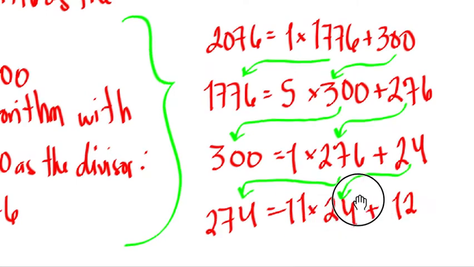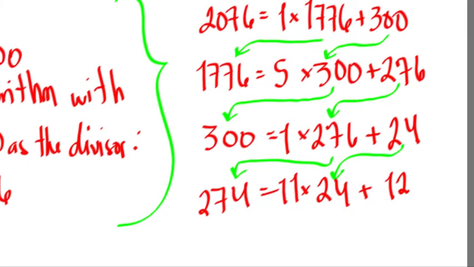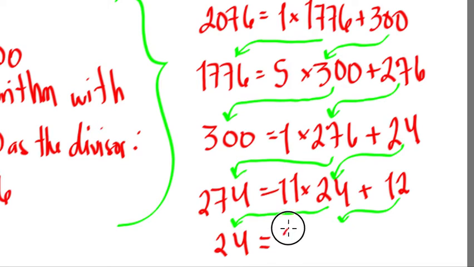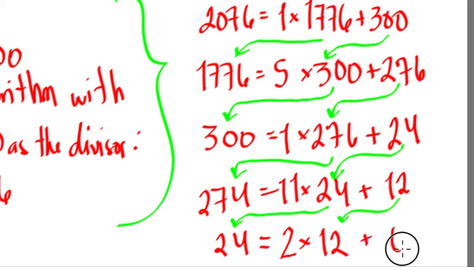For the last step, we continue the same process. 24 becomes the dividend and 12 becomes the divisor. How many 12s are there in 24? Clearly there are two. So 24 equals 2 times 12, and the remainder is 0. So we stop there. This is the last non-zero remainder.